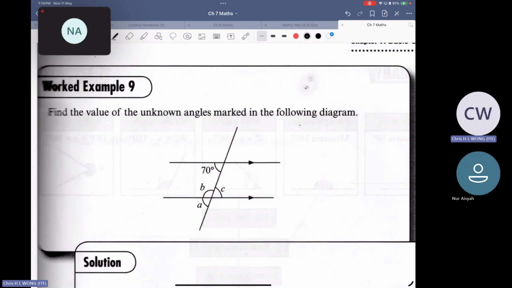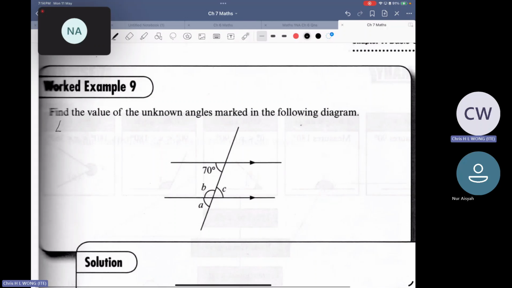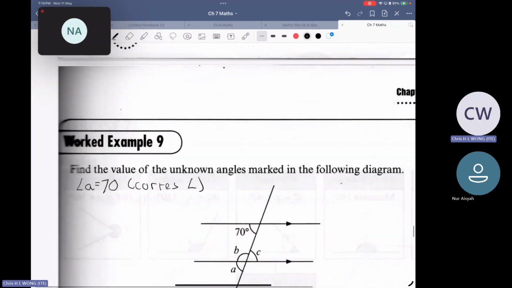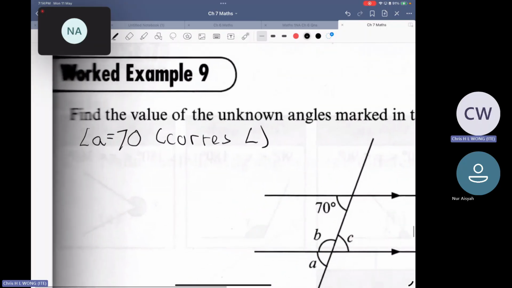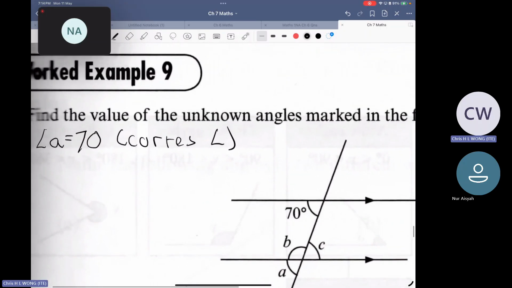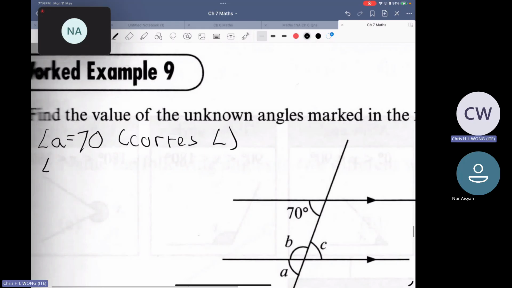What is angle A? Angle A equals 70. What's the reason? Corresponding angles. You must write it down. Sorry, let me make it bigger for you. So A is found. What is C? Also 70.